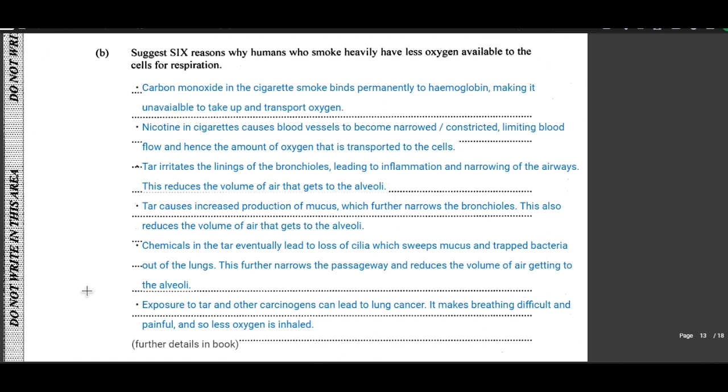So just 6 reasons why humans who smoke heavily have less oxygen available to the cells for respiration. There are so many reasons, it's actually relatively easy to just find 6. So I've included the 6 here, and there are further details in my model answers book.